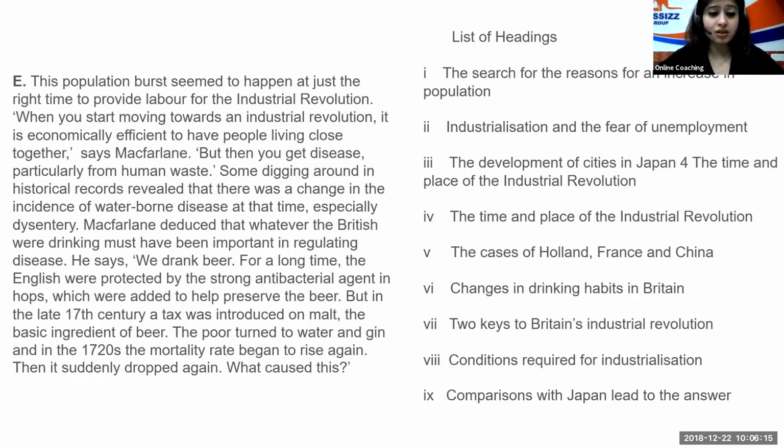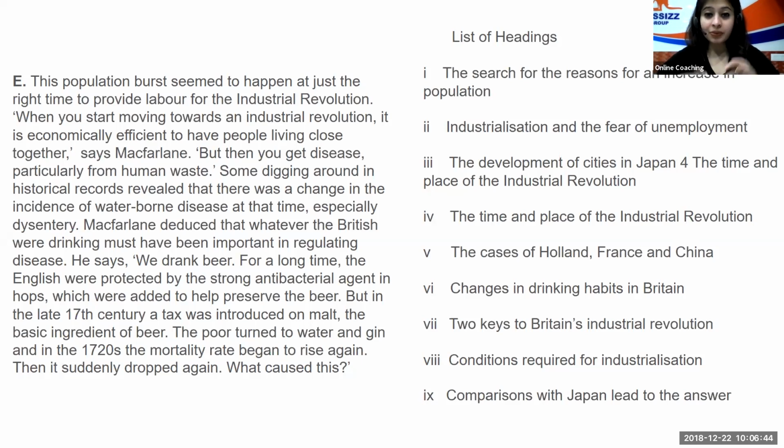So what caused this? Basically, in the end, the first paragraph is saying something positive about the Industrial Revolution. The middle bit, I can say, is a distraction, which says that there was an increase in dysentery. The last bit is saying that a tax was introduced on malt, and that's why the poor changed to water and gin. And again, something happens.